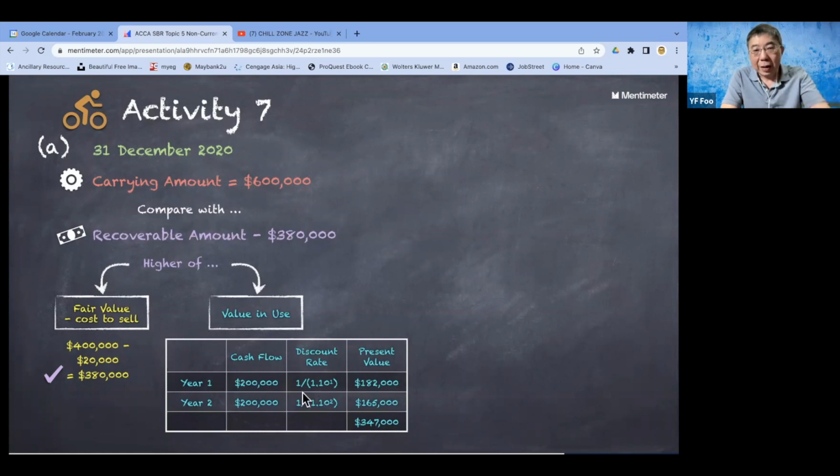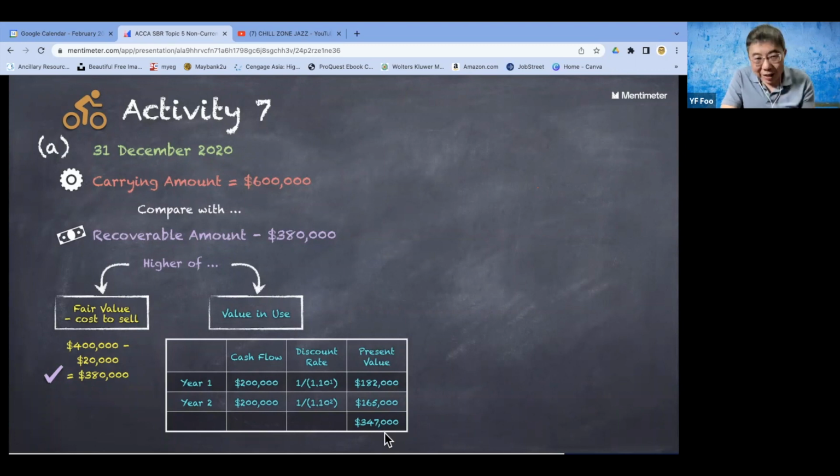So 200,000 received in 1 year, the present value today would be 182,000 at 10% interest rates. All right, 200,000 received in 2 years' time, the present value today would be 165,000 with an interest rate of 10% per year. Okay, so you will receive these two over a 2 year period, so your present value will be 347,000. So that will be your value in use.